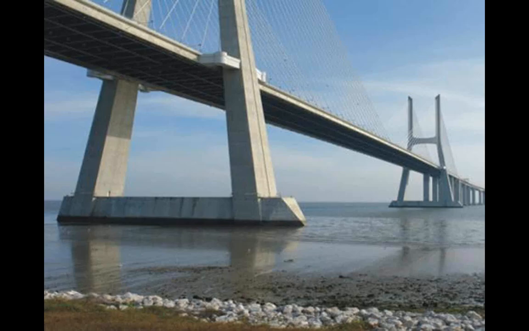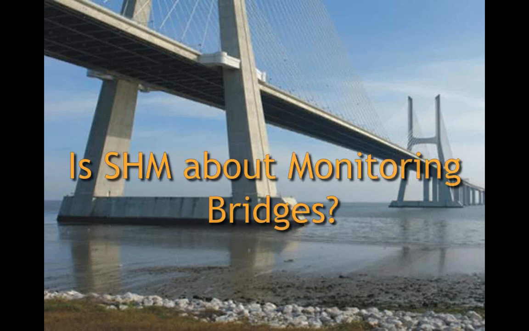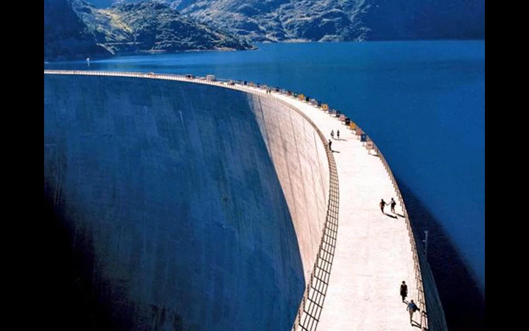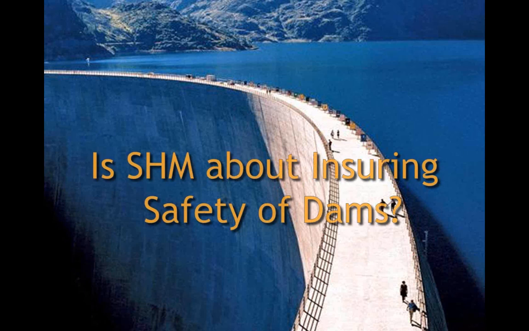Let's first try to define what is structural health monitoring. Structural health monitoring is maybe about monitoring bridges. This means that you install a lot of sensors on a structure, measure it, and try to understand what is happening on that bridge. For others, structural health monitoring might be about ensuring the safety, for example, of a dam, again to make sure that nothing unforeseen happens to the dam and it can be operated safely.